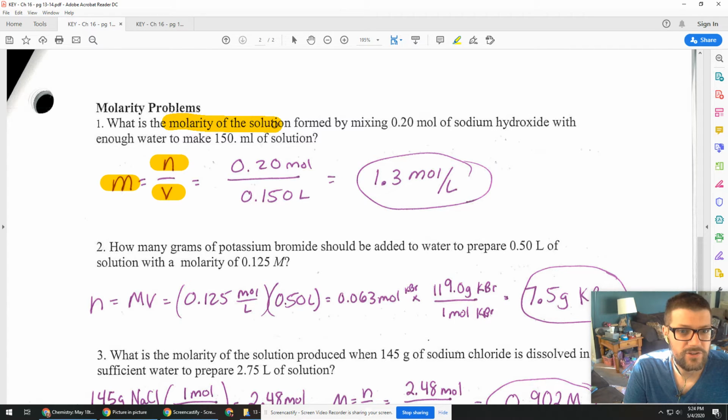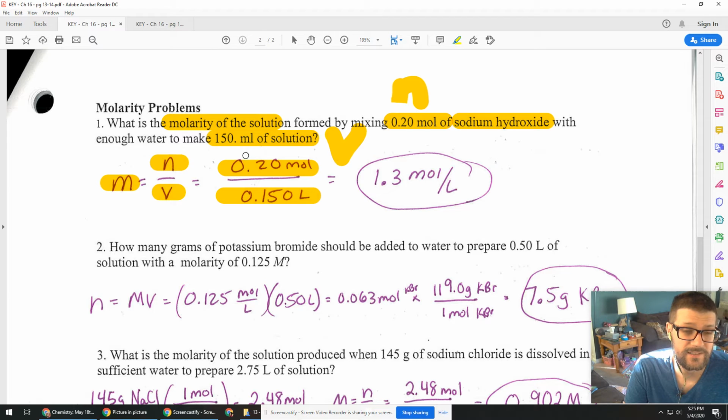So what's the molarity of the solution formed by mixing 0.2 moles of sodium hydroxide with enough water to make 150 milliliters of solution? So this is very straightforward. We've got the number of moles and we've got the volume. So we're just going to divide them. 0.2 moles divided by 0.15 liters. Very often you're going to get the solution in milliliters, but we're always going to convert it to liters to do moles per liter. Keep the same number of sig digs as the lesser number that you started with. So that's 2 sig digs, and there, report your answer.